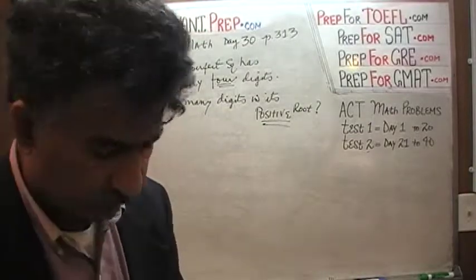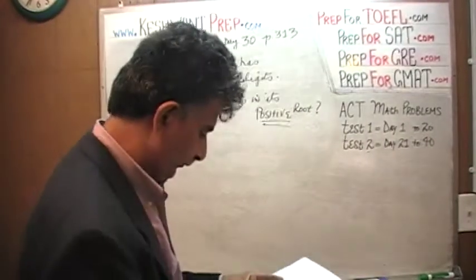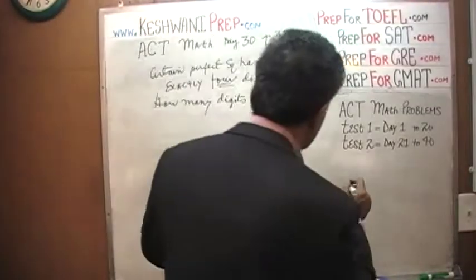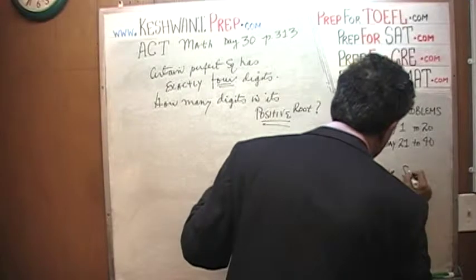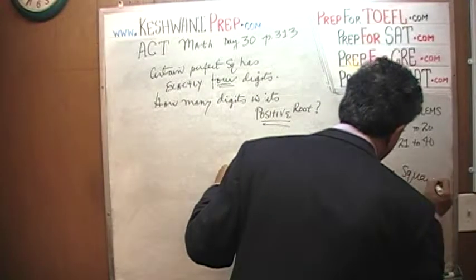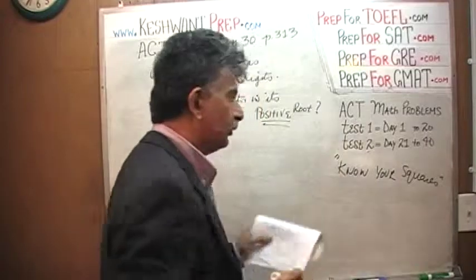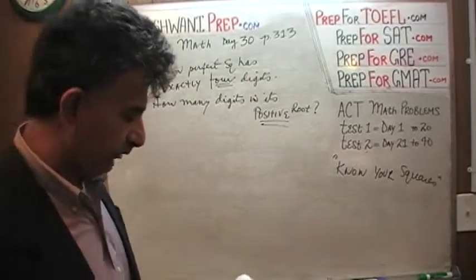It gives us a 4-digit answer. For this particular problem, you have to know your squares. Know your squares.